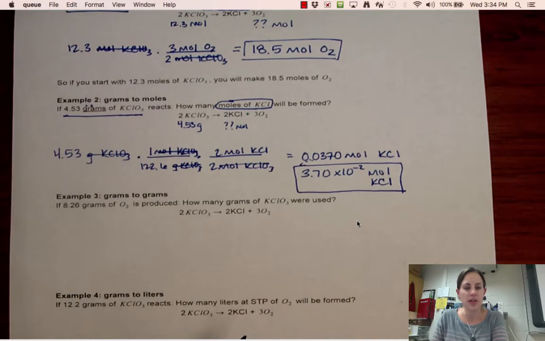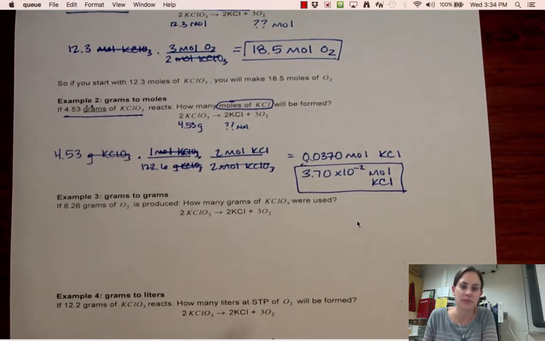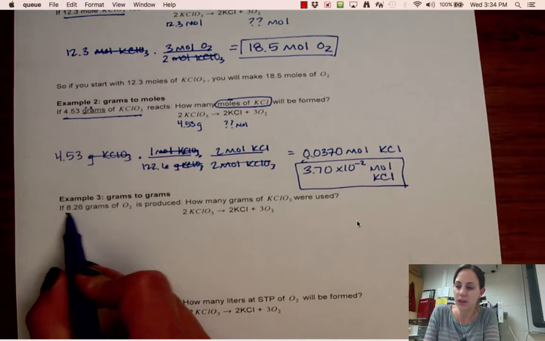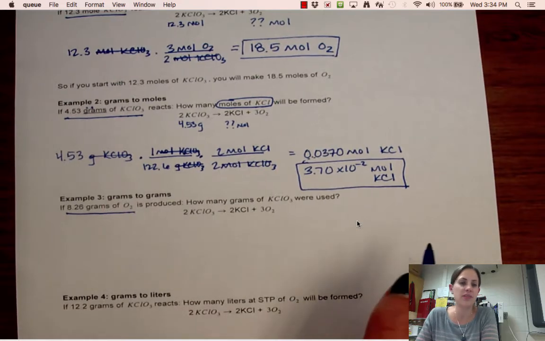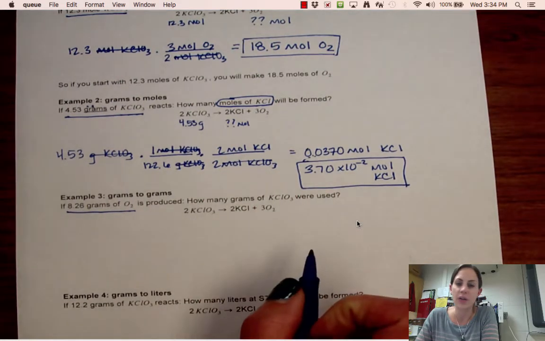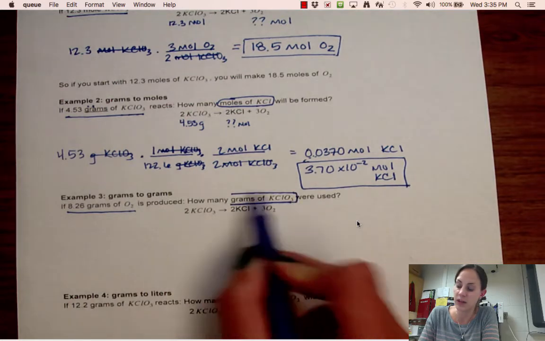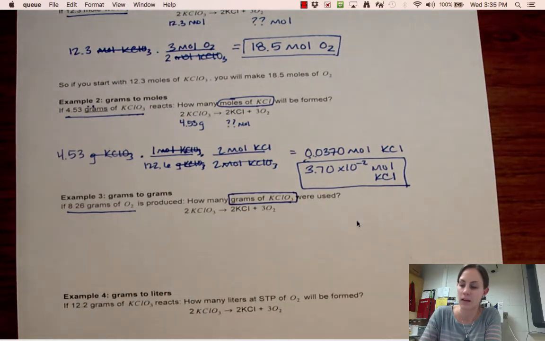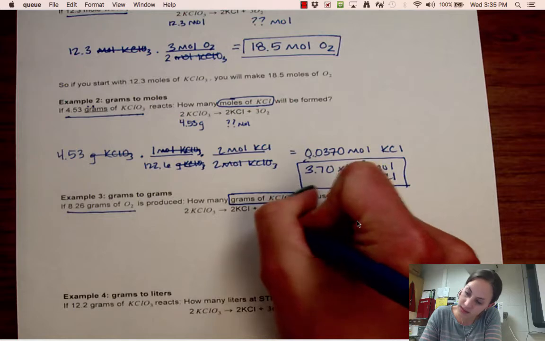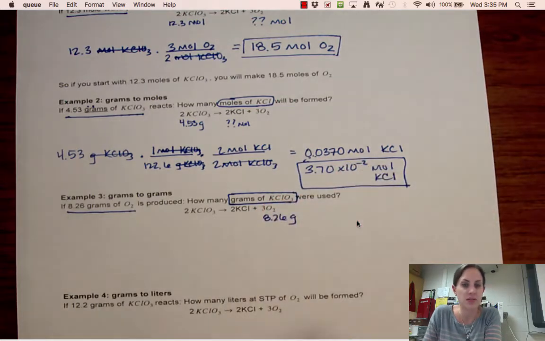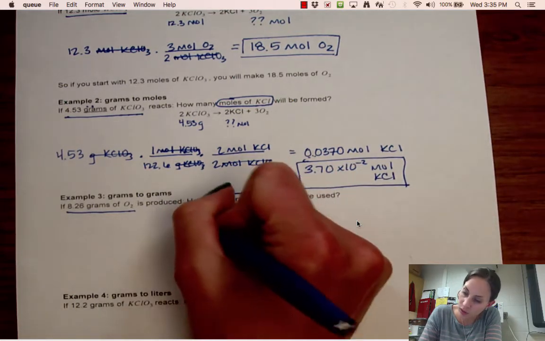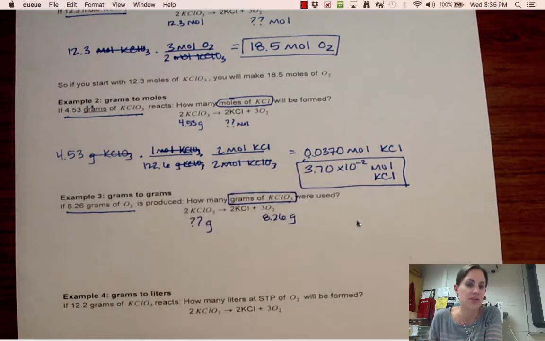For example 3, I want to go grams to grams. I'll underline what I'm given. 8.26 grams of oxygen is produced. How many grams of KClO3 were used? This is what I'm looking for. 8.26 grams of oxygen is what I'm given. I don't know how many grams of KClO3 I needed.